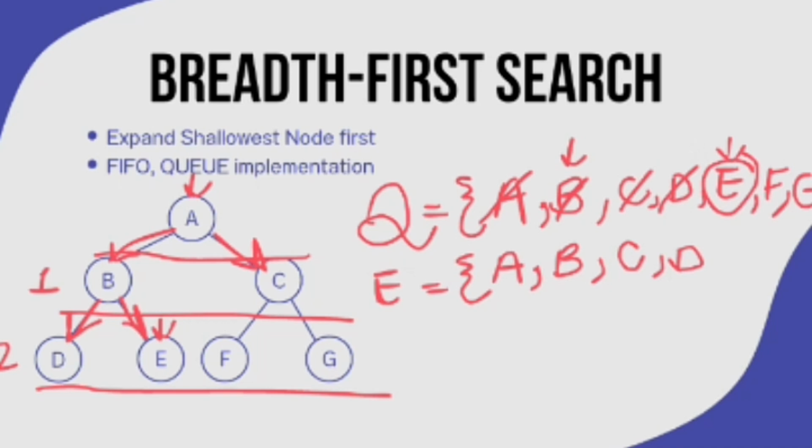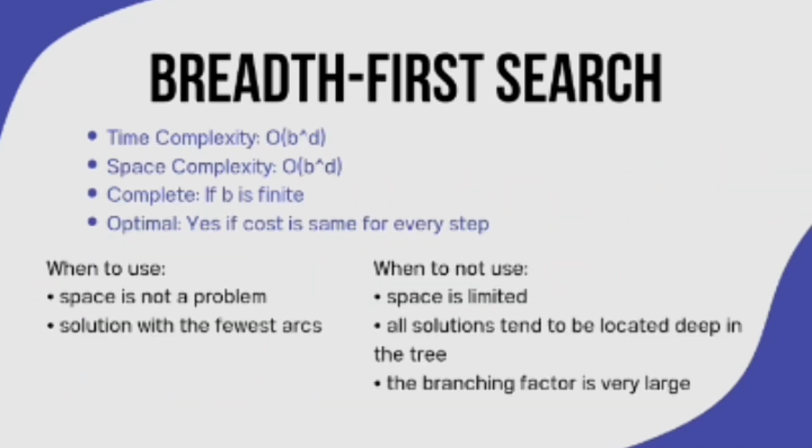Now let's discuss its time complexity and space complexity. Both its time and space complexity are b to the power d. So what is b here? b is the average forward branching, and d is the depth of the solution. So both time and space complexity are the same, and it is an exponential value, so it would be very large.